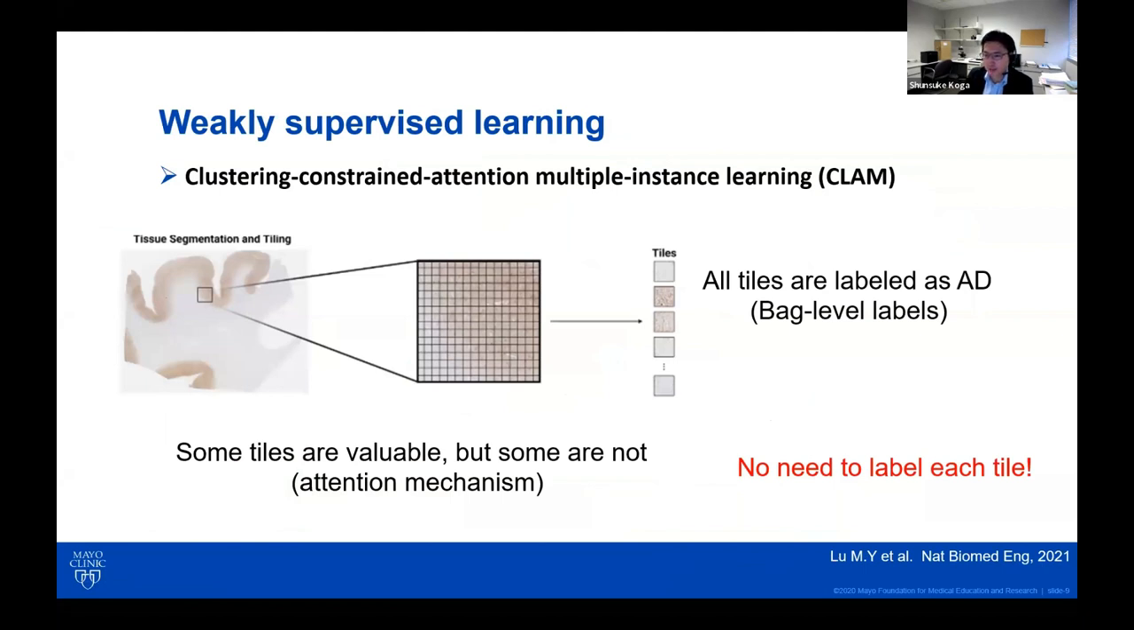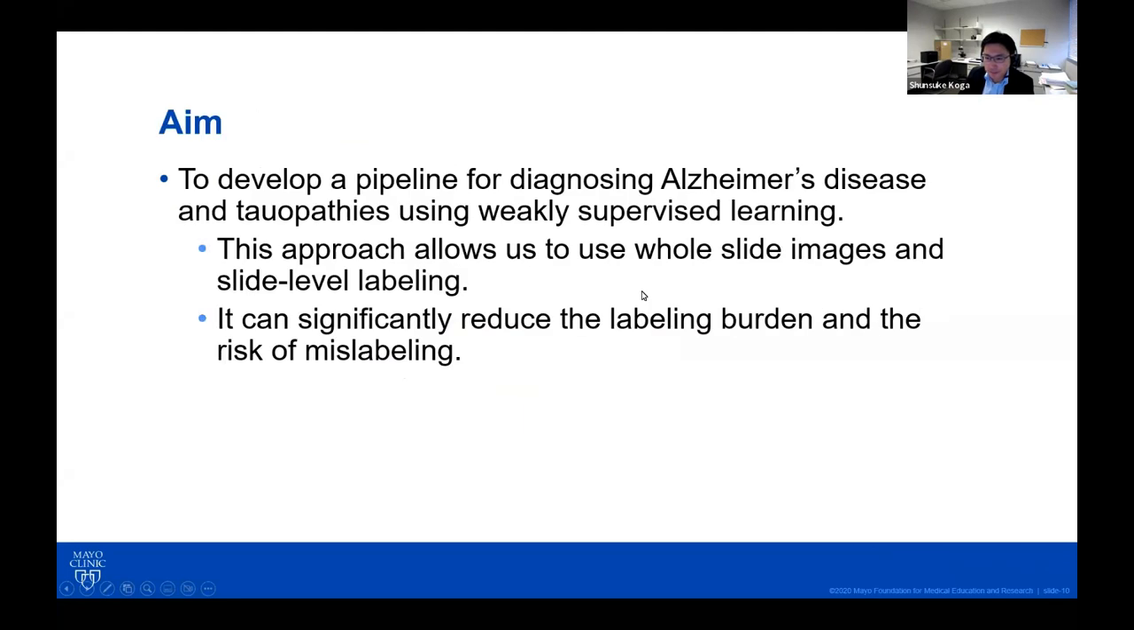This algorithm allows us to train the model using less precisely labeled data at the slide level rather than the more granular tile level. This is an example. As you can see here, this is a whole slide image from an AD patient. All the tissue is split into small tiles like this, and all tiles are labeled as AD. So we don't have to look at and label each tile. All tiles are AD. It's a very rough approach. Some tiles are very informative for learning, but some may not be. But the algorithm uses all of the tiles under the one label. This approach significantly reduces the labeling burden, of course.